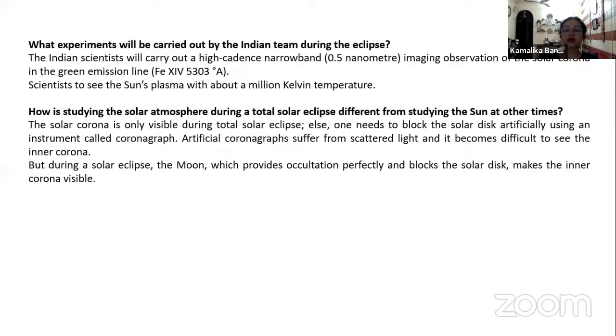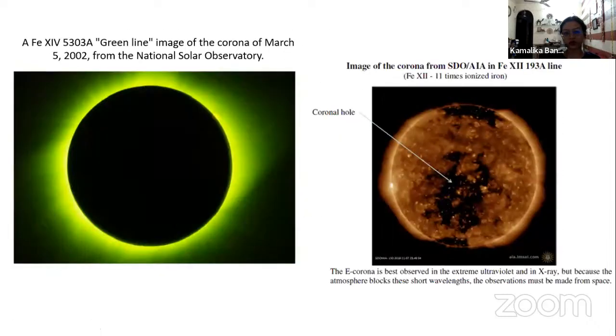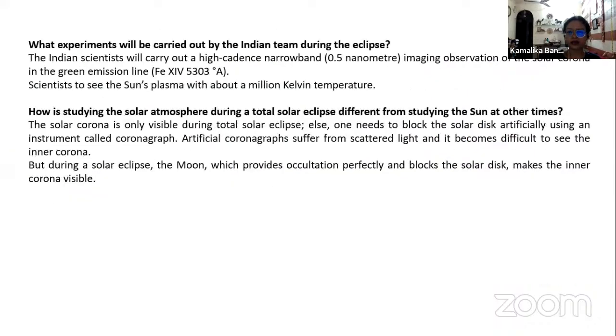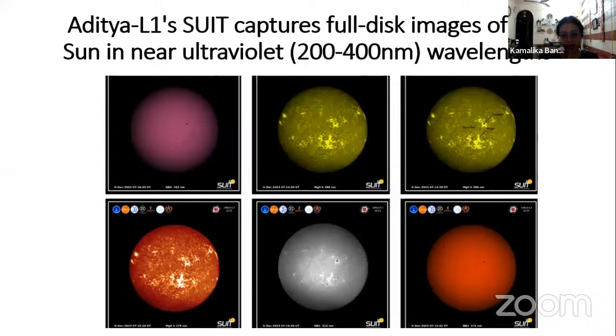The Indian scientists took a reading in the green emission line of Fe, as I showed in the picture before, and for another similar Fe line. And I have covered this also, that the solar corona is only visible during a total solar eclipse. So one needs to block the solar disk artificially using an instrument called a coronagraph, and artificial coronagraphs suffer from scattered light and it becomes difficult to see the inner corona. But during a solar eclipse, the moon, which provides occultation perfectly and blocks the solar disk, makes the inner corona visible. So essentially, that is how comparative studies are being made.